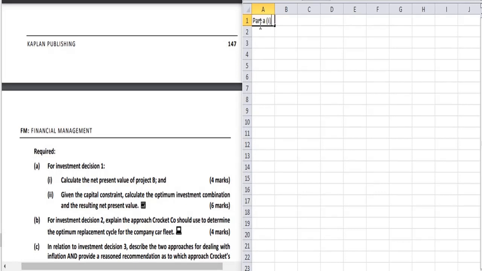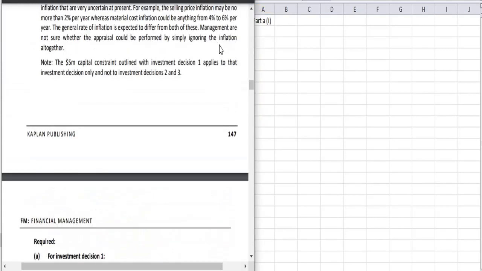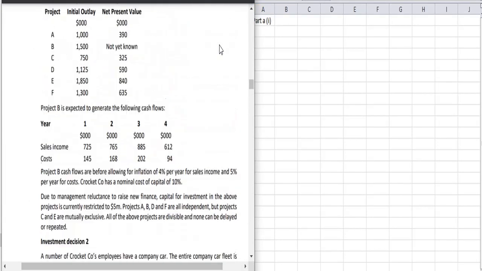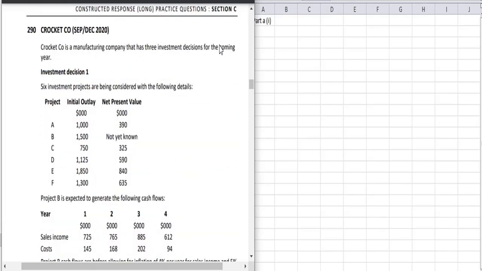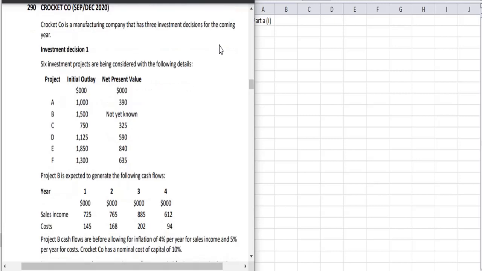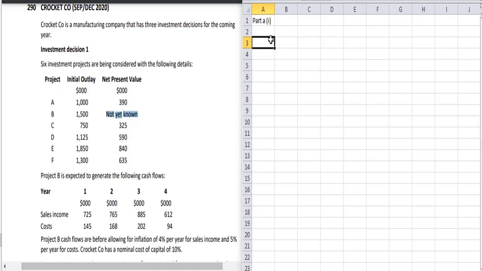And part A1. Okay, so now let's read the question. Crocket Company is a manufacturing company that has 3 investment decisions for the coming year. Investment decision 1: 6 investment projects are being considered with the following details. Project B is expected to generate the following cash flow. We have been given the 6 investment projects, but we don't know the NPV of project B, so using the information given below we need to calculate the NPV of project B, which is the first requirement of part A.